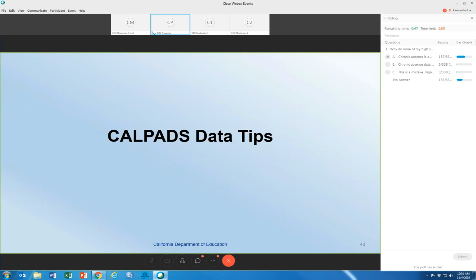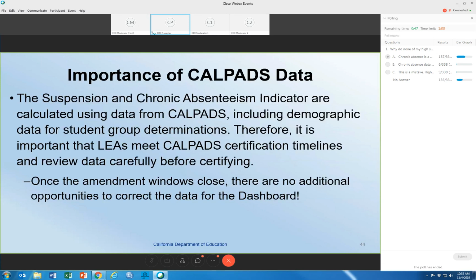I know that the submission of the data has already occurred, but we thought that we would take this opportunity to go over some tips when you do submit your CALPADS data. The suspension and chronic absenteeism indicators are calculated using the data that you submit to CALPADS from your local student information system. This also includes the demographic data that we use for the student groups. We take that from CALPADS as well.